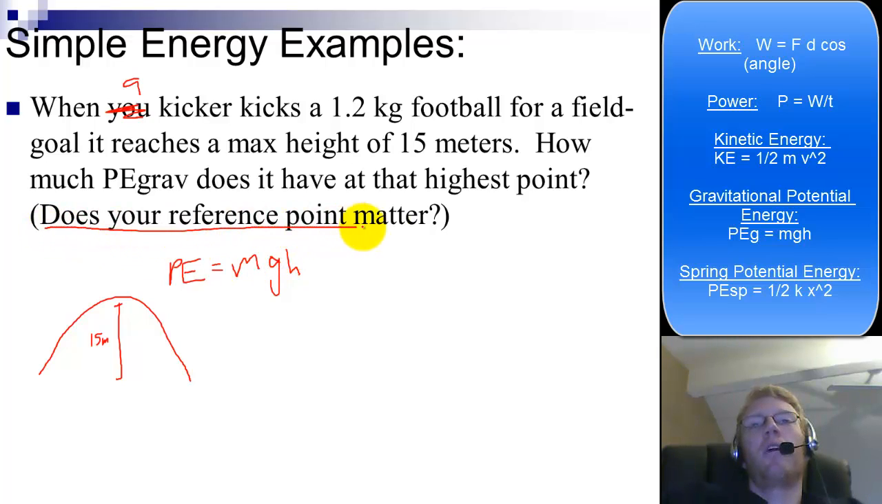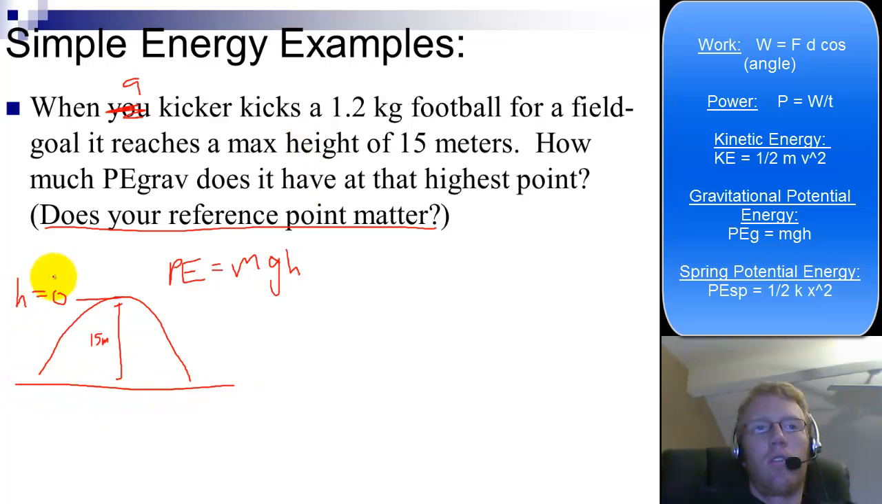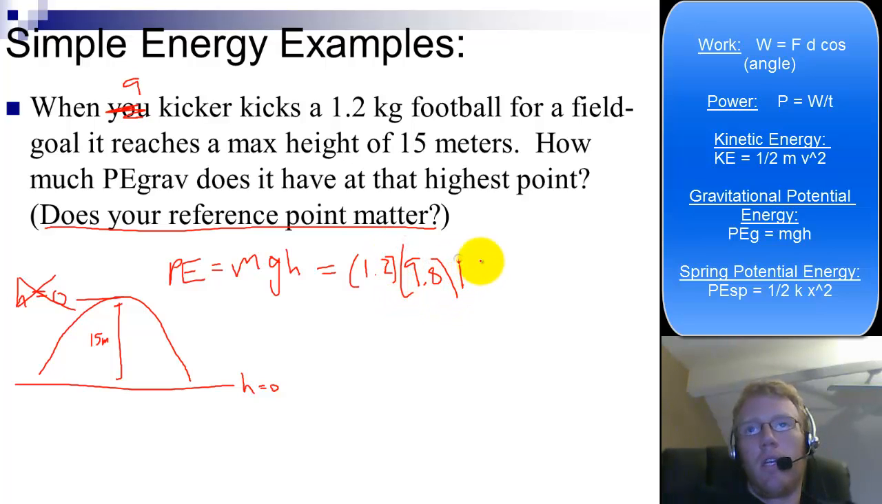Does your reference point matter? Absolutely. I could just choose h equals 0 right here, and then how much energy does it have? Well, it has 0. But that's kind of a cop-out, right? Most likely we want the energy relative to the ground. So let's choose h equals 0 to be on the ground, so that when it reaches its highest point, that's 15 meters up. Now, 1.2 is the mass, g is 9.8, and the height is 15.